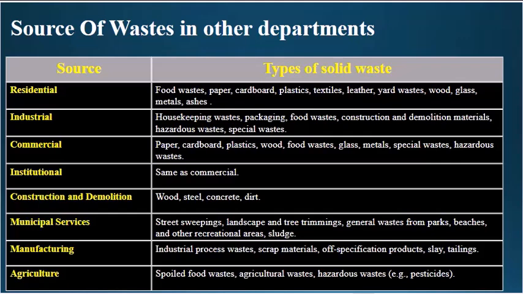Construction and demolition wastes include wood, steel, concrete, and dirt. Municipal services wastes include street sweepings, landscape and tree trimmings, general wastes from parks, beaches, and other recreational areas, and sludge. Manufacturing wastes include industrial process wastes, scrap materials, off-specification products, slag, and tailings. Finally, agricultural wastes include spoiled food wastes, agricultural wastes, and hazardous wastes.